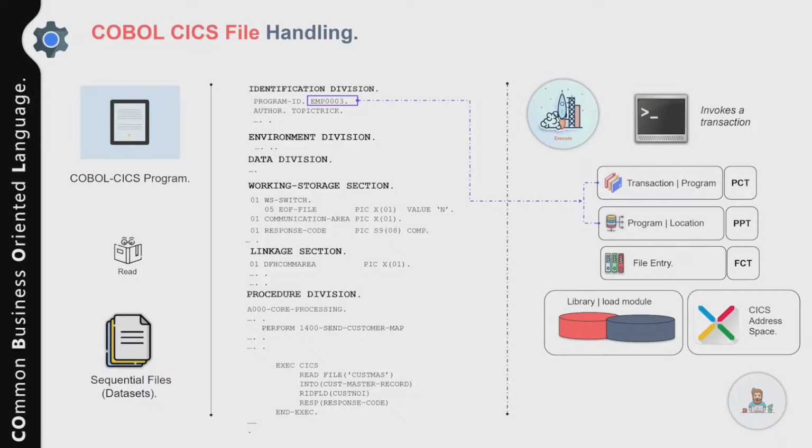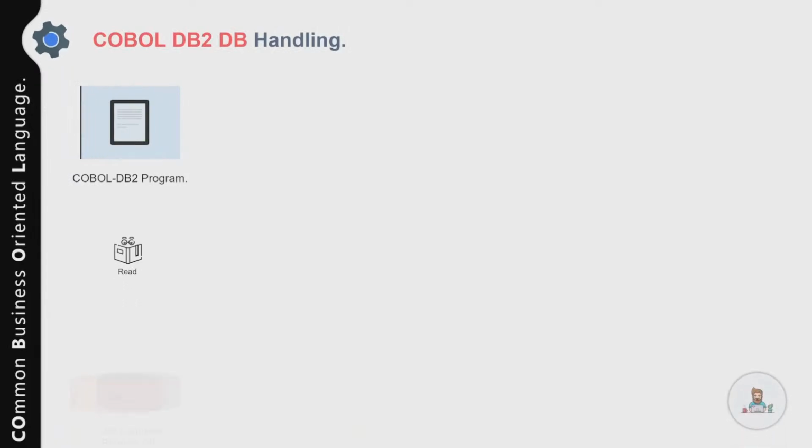So these tables that we have discussed till now in this particular example are just for explanation purposes, to show how exactly a COBOL CICS program is designed and how you can execute your program in the CICS environment. Now let's move on to our next example, that is a COBOL DB2 program, and in this case we are actually reading data from a DB2 table instead of a file.